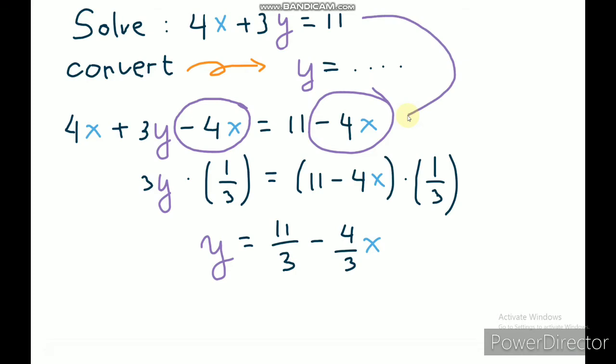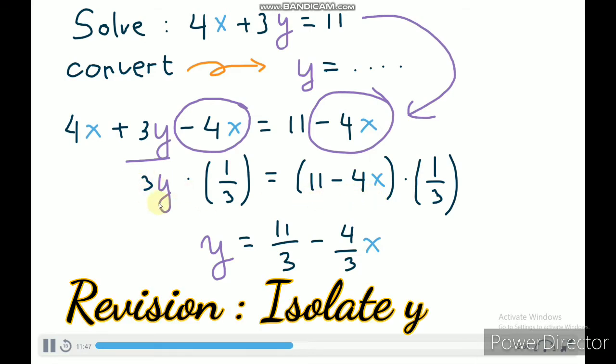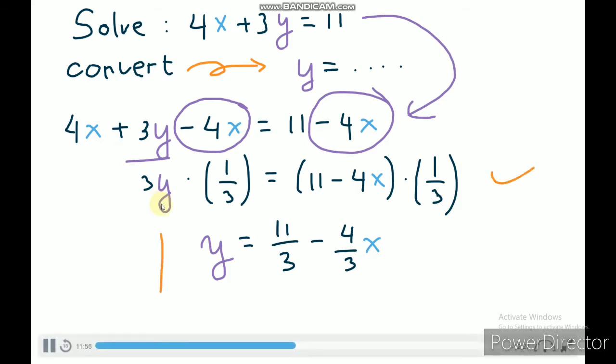So let's just go from the previous equation. In the end, I will only have that 3y equals 11 minus 4x, and then I will isolate x also by multiplying with the multiplicative inverse. In the end, this one will be your final form of your equation, the same equation, but the statement is y equals something.